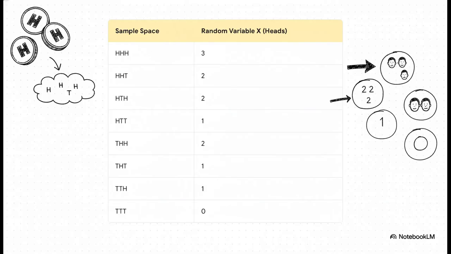Okay, let's see this translator in action. Let's say we toss 3 coins. On the left, you see every possible thing that can happen, 8 different outcomes. Now look to the right. Our random variable, we'll just call it x, has gone through and given each one a number based on how many heads there are. So 3 heads, HHH, becomes the number 3. 2 heads, like HHT, becomes 2. And if you get all tails, TTT becomes a big fat 0. See? It's just a simple, clean translation.